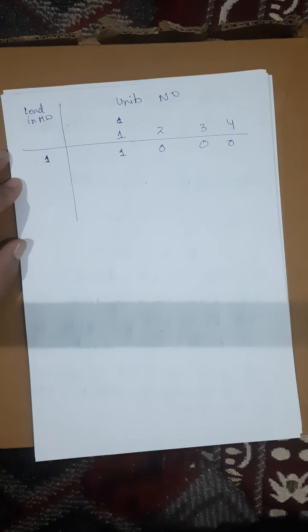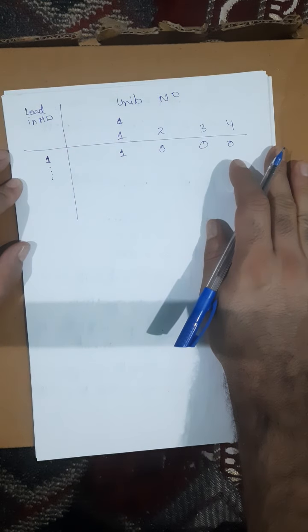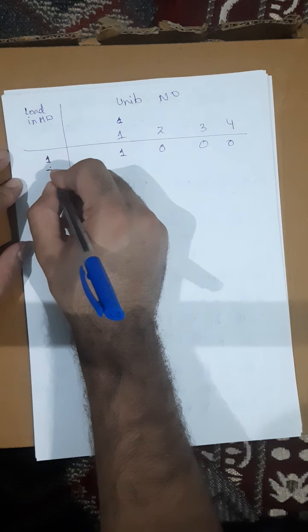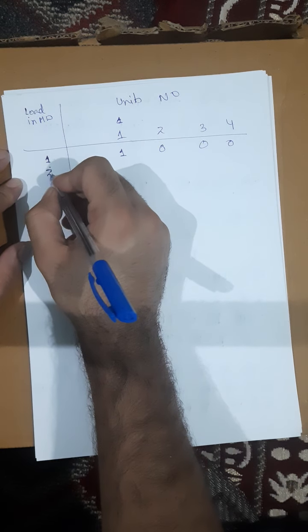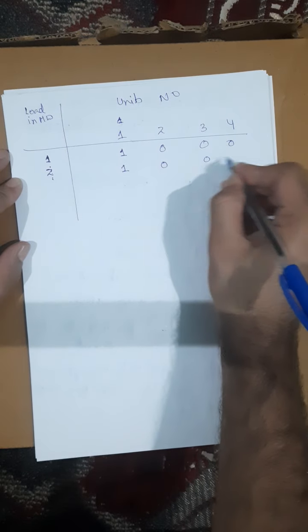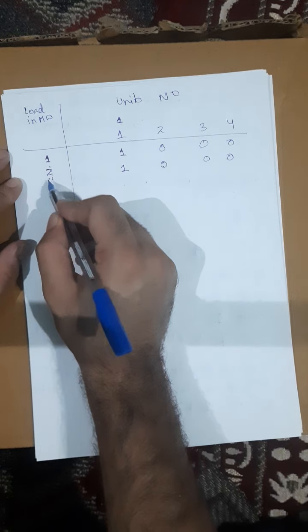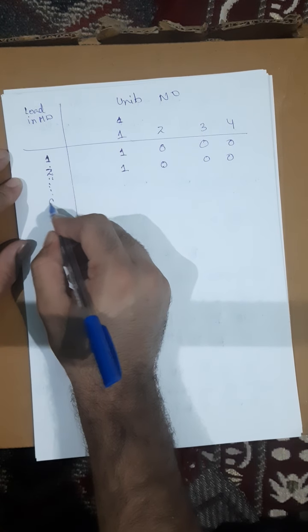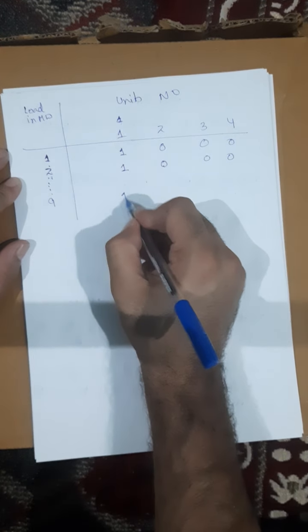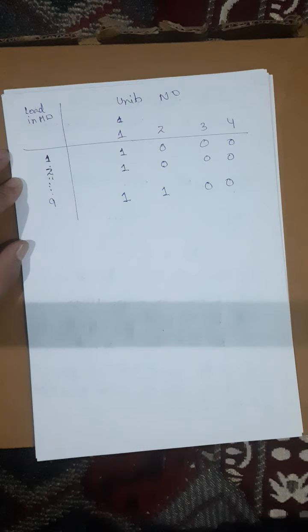Now I am increasing the load. I'm not drawing it completely. Still, I will increase the power by one more megawatt. When the load is 2 megawatt, unit 1 is supplying that load and unit 2 is off. 1 means on, 0 means off. As I keep increasing the load to 9 megawatt, unit 1 is supplying, unit 2 is supplying, and unit 3 and unit 4 are not supplying.